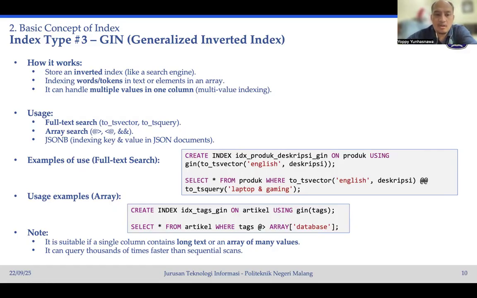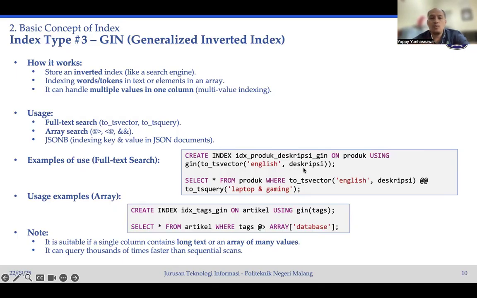Okay, so this is an example of the use of the GIN index. For example, we create index idx_product_description_gin on product using gin to_tsvector english description. So this means that we are creating an index. The name of the index is this one, idx_product_description. This means that we create an index in the product table on the description column with the type of GIN, using to_tsvector english, and this is the description column.